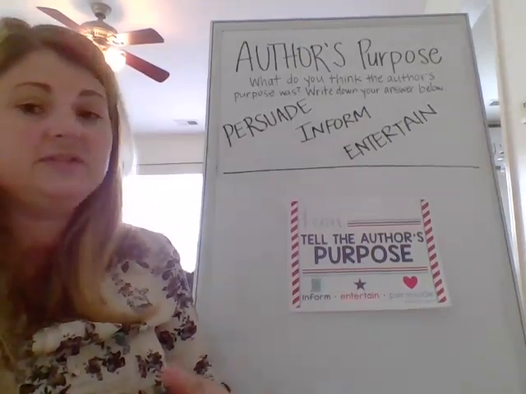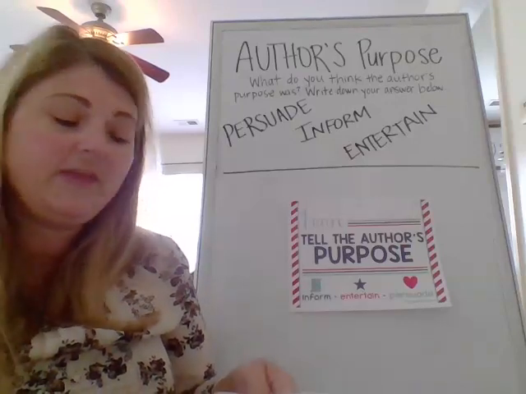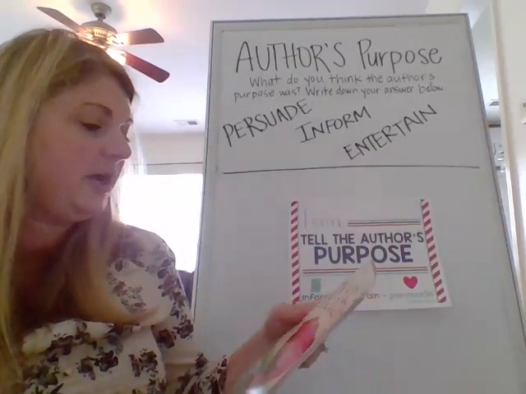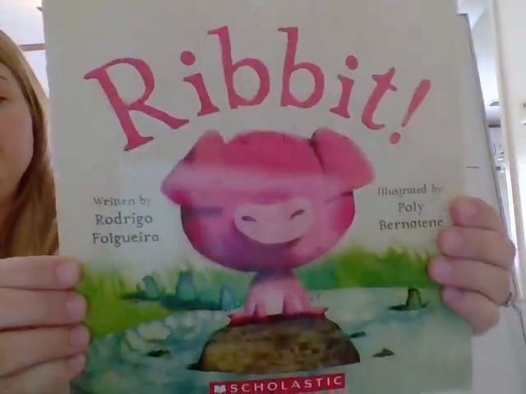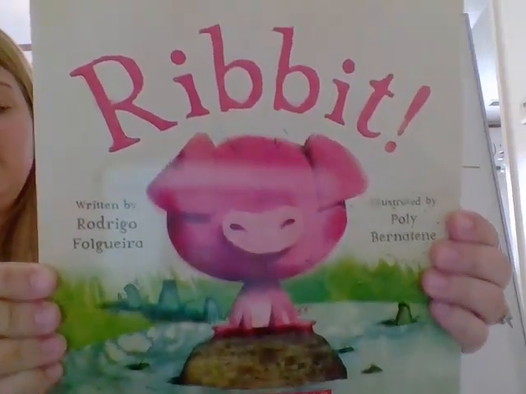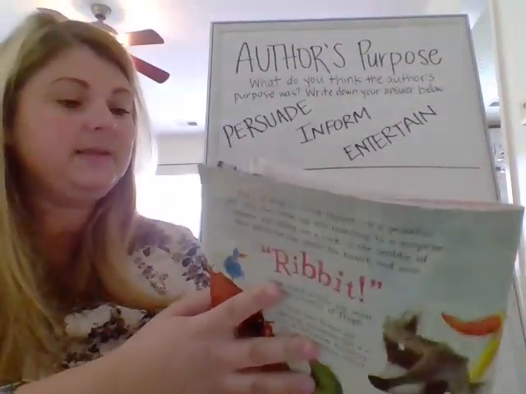Now, we can look through for details in our story that will help us figure out what the author's purpose is. Now, this author is Rodrigo Folguera, and he wrote a story called Ribbit. Now, right away, I'm confused because that is a pig, and that says ribbit. That makes me wonder.